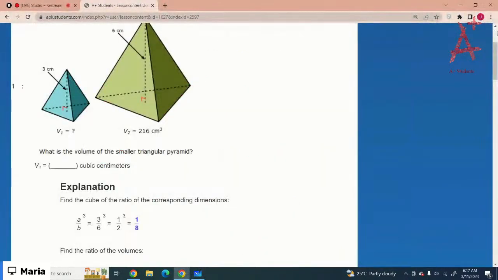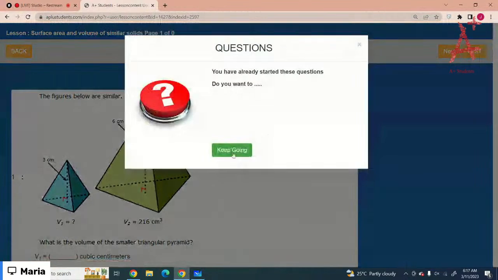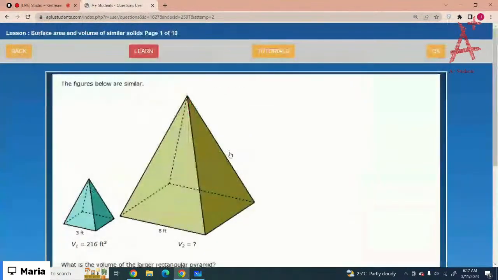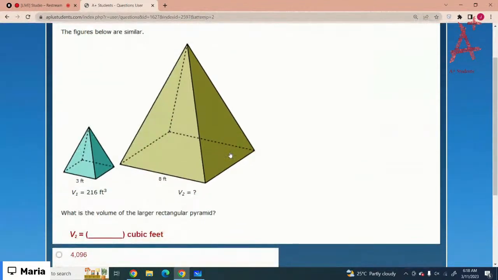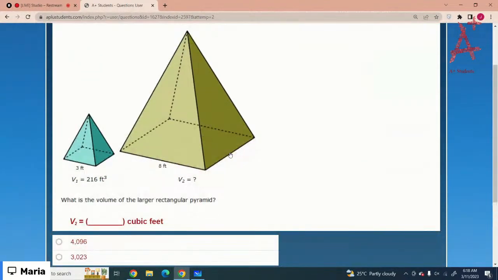Okay, let's just start with the test questions. Okay, the next one is: the figures below are similar. What is the volume of the larger triangular pyramid?